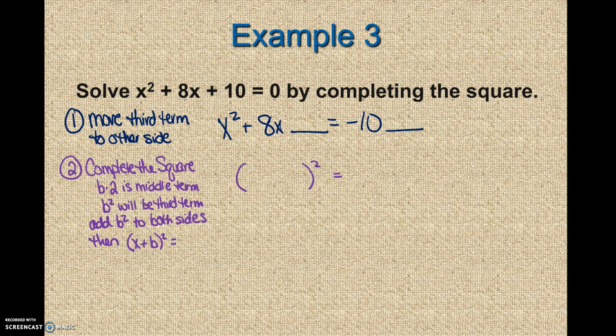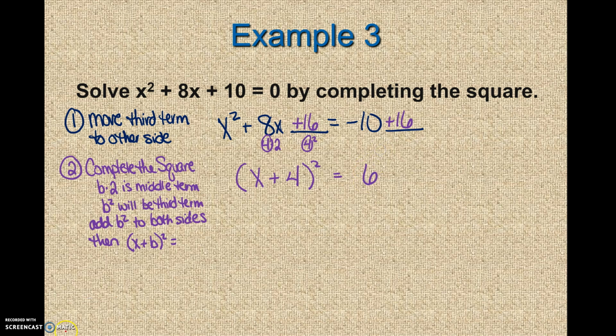There we go. So what number times 2? What is our b in this one? 4 times 2 is 8, so our b is 4. So this blank needs to be 4 squared. We need to add 16 to both sides. That number that ties the 8 and the 16 together is 4. So in the parentheses, we put x plus 4. X plus 4 squared equals, on the other side, negative 10 plus 16 is 6.